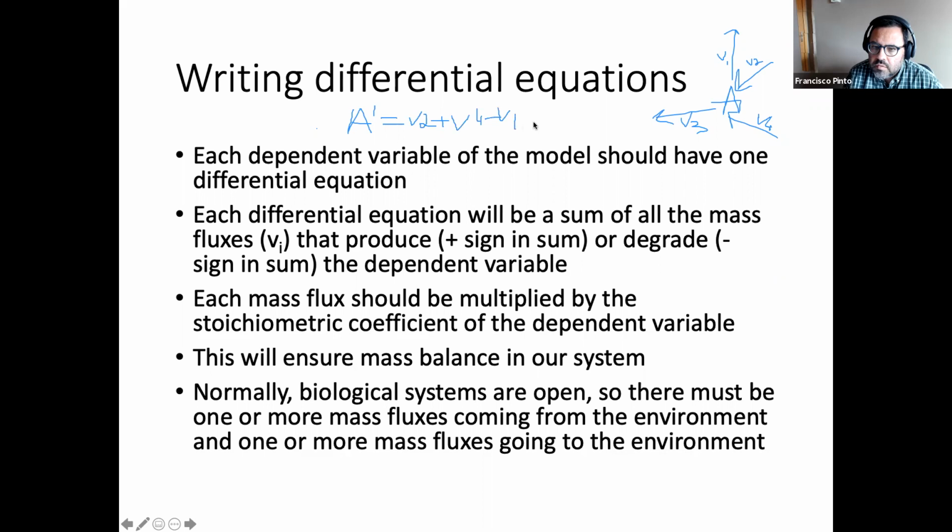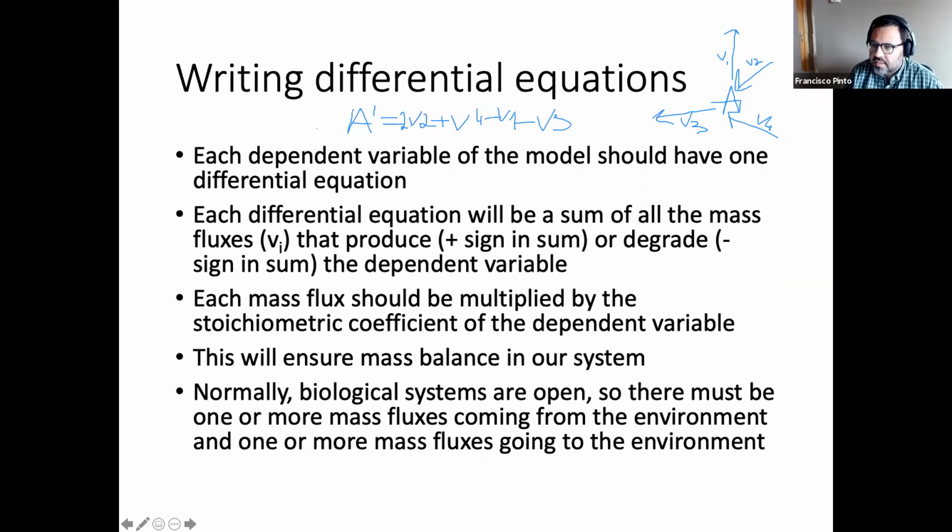V1 minus V3. Okay, if some of these reactions, for example, if V2 produces, each time V2 happens, 2 molecules of A, this has to be multiplied by 2. Or the same thing, if V3 consumes more than 1 molecule of A, it has to be multiplied by the stoichiometric coefficient. But writing these equations is really simple, because you just make a list of all the processes, mass fluxes, that affect that dependent variable, either producing or degrading, and you make this expression with sums and differences.